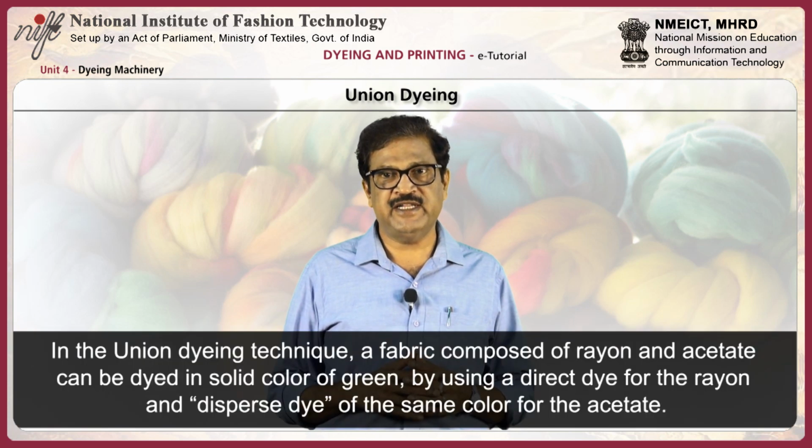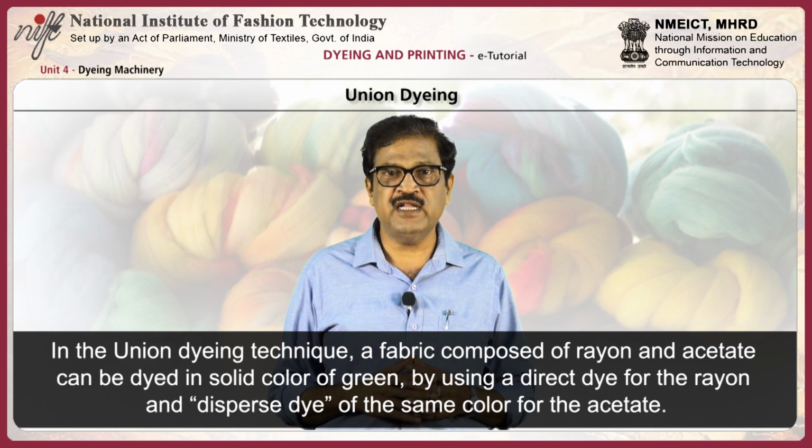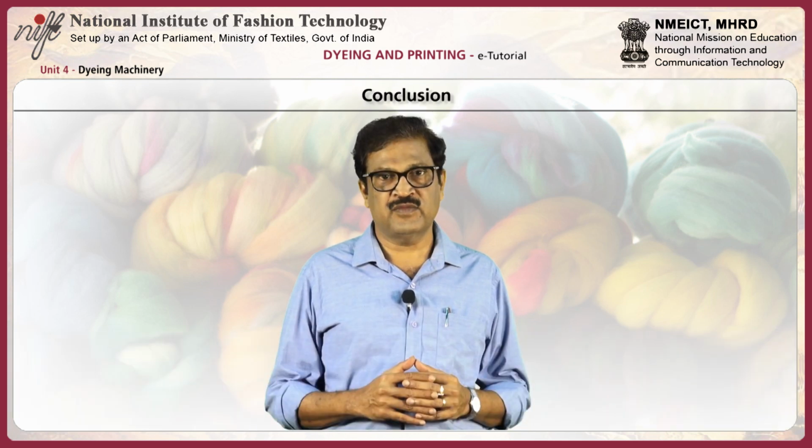In the union dyeing technique, a fabric composed of cotton and polyester can be dyed in a solid color of green by using direct dye for the cotton and disperse dye for the polyester, same color.